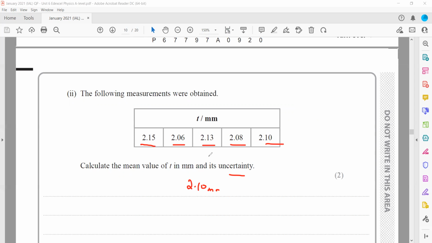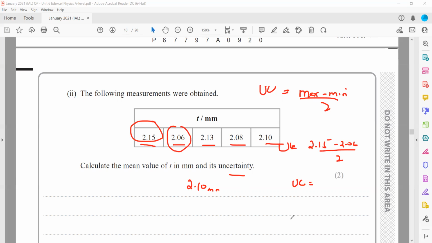Then its uncertainty. How do we determine the uncertainty of a group of data? The formula is maximum minus minimum, divided by 2. That is the uncertainty of a group of data. And if any anomalous result is there, we neglect that, but here all appear to be of the same order. So the maximum value is 2.15 and the minimum is 2.06. So 2.15 minus 2.06, divided by 2, will give us the uncertainty of the apparatus.